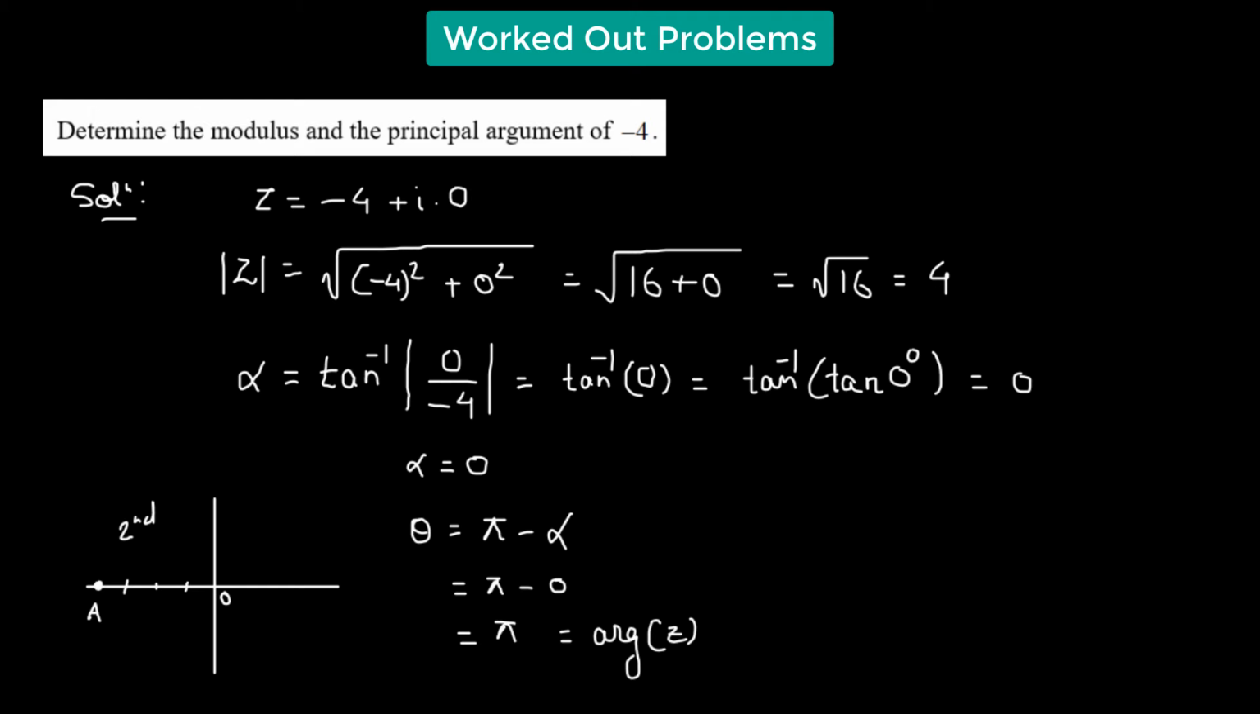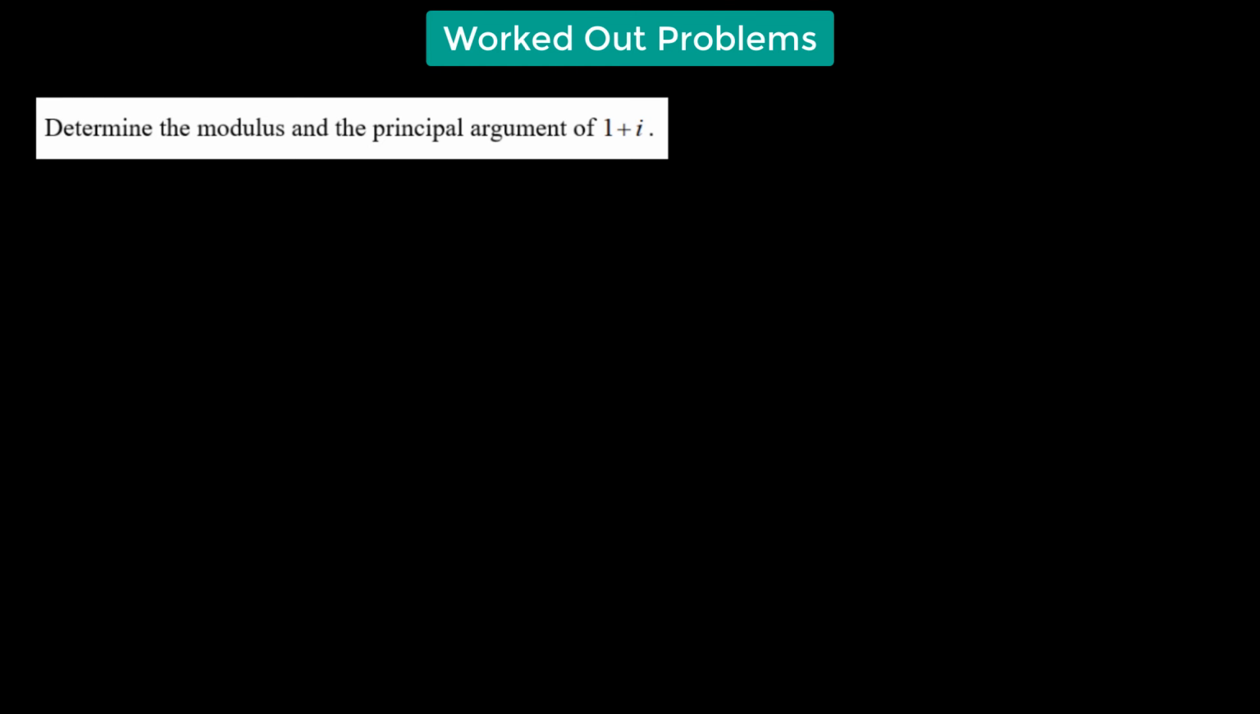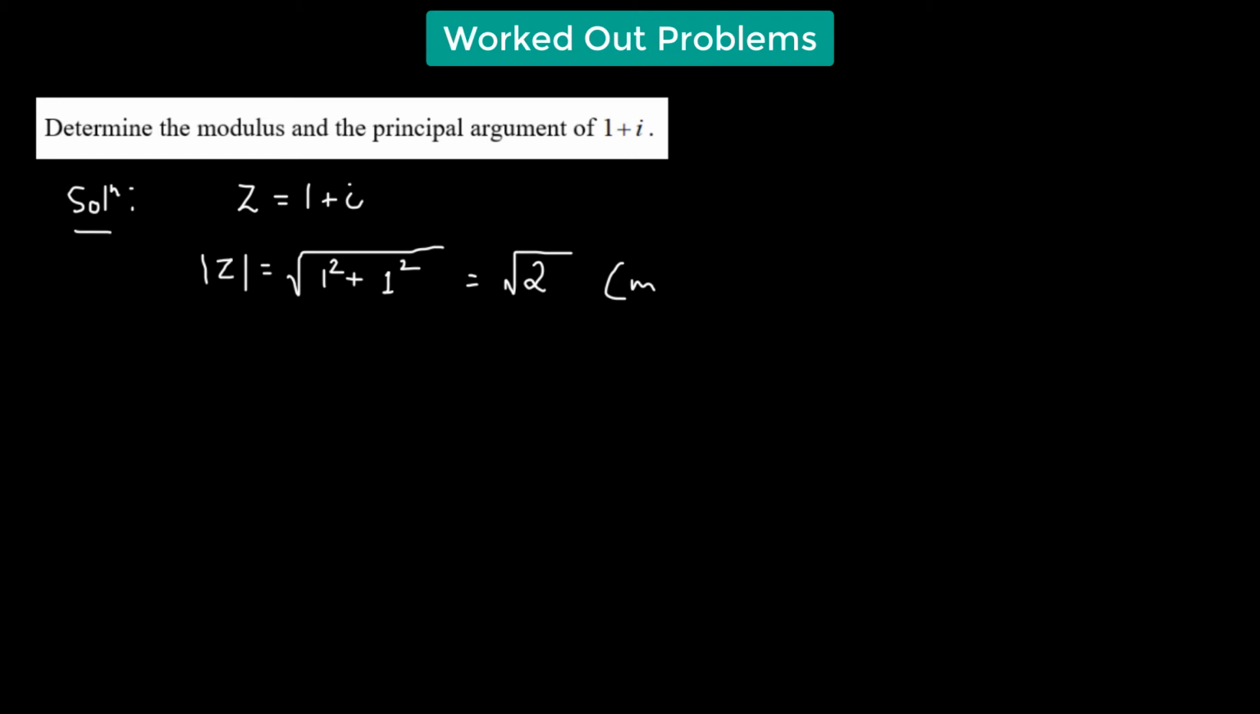Let's move on to the next question. So here we have the complex number z given by 1 plus i. We have to determine its modulus and the principal argument. Let us begin by assuming that our complex number 1 plus i is given by z. We can say that z is equal to 1 plus i. Then the modulus of z will be simply equal to the square root of the real part, which is 1 squared, plus the imaginary part, which is 1 squared. And this will give us the square root of 1 plus 1, which is √2. So this will be the modulus value.